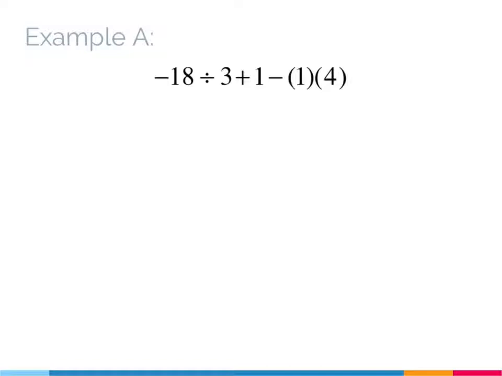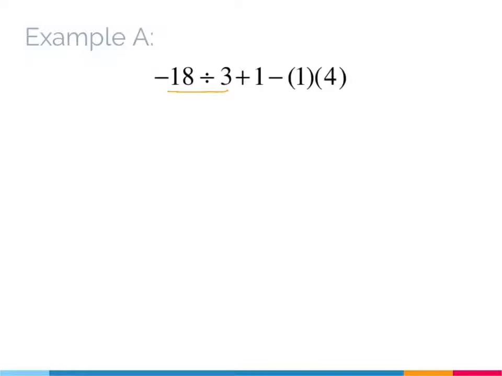So I've got to move on to multiplication and division, or division and multiplication, however you want to say it. So I've got both in this problem. I've got negative 18 divided by 3, and I've got 1 times 4. Again, I've got numbers next to each other with no symbol in between, so that means multiplication. So I'm going to be going with the division in this case because it is on the left.